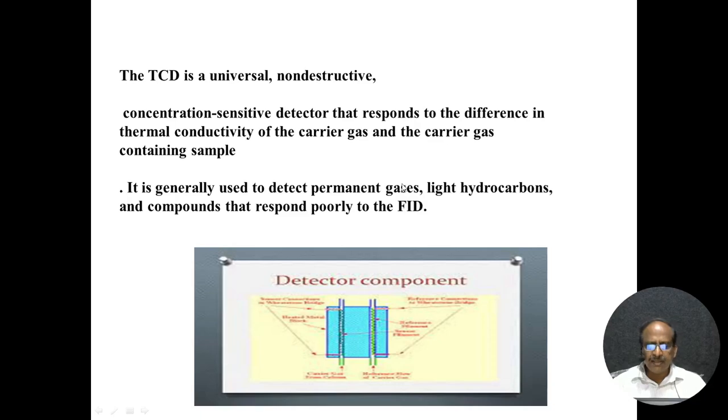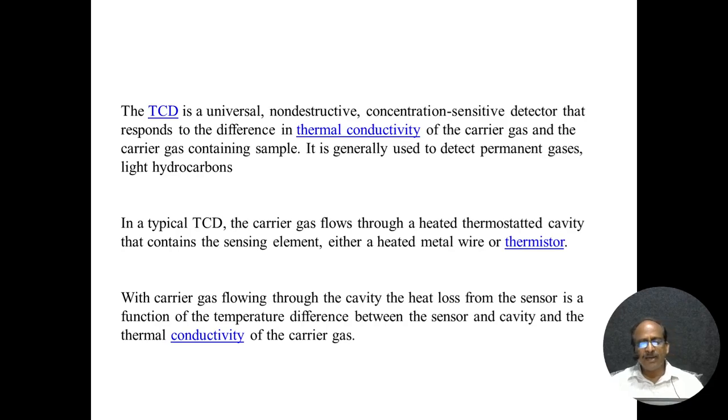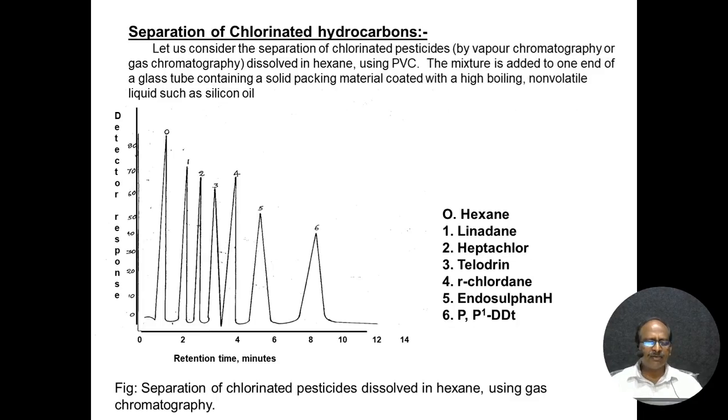This is called switching flow, and this is the filament. Flow is in this direction only. Switching the column flow to the makeup flow. This is the ionization detector. In TCD, thermal conductivity, if there is more heat, it will automatically be sensed, and light hydrocarbons will be detected by using thermal conductivity.